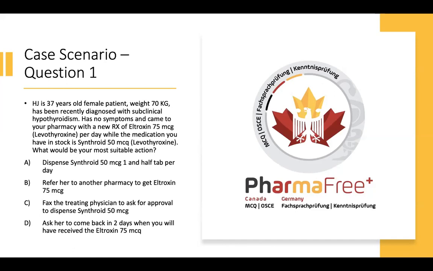Case scenario, question number 1. HJ is a 37 years old female patient. Her weight is 70 kilograms. She has been recently diagnosed with subclinical hypothyroidism. She has no symptoms and came to your pharmacy with a new prescription of Eltroxine 75 micrograms per day.